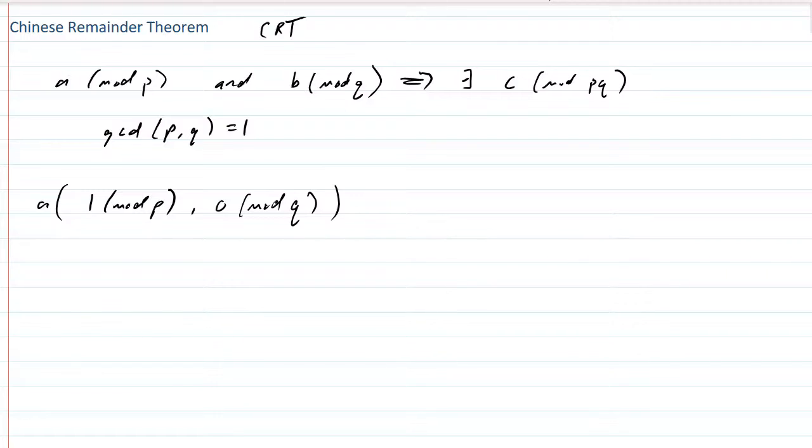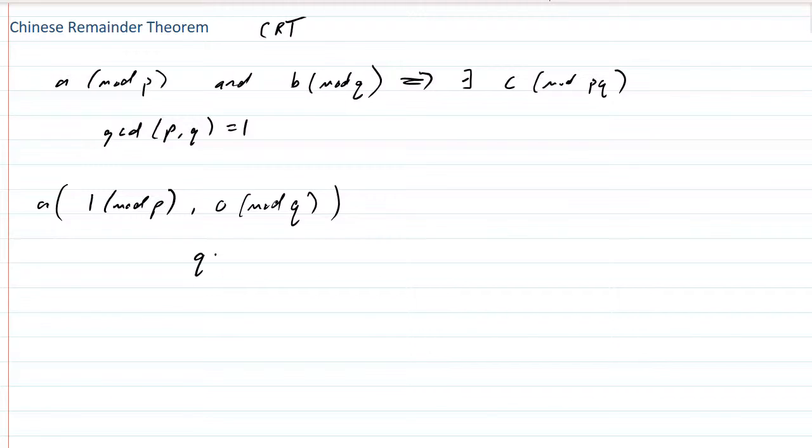Okay, so let's do a little brainstorming and try and think of a number that would satisfy both of these. Let's do the 0 mod Q one first. That looks pretty easy, right? What's a number that's 0 mod Q? Well, Q is 0 mod Q, right? So now we have Q. Now the question is, how do we get Q to be 1 mod P? Well, that's what inverses are for, right?